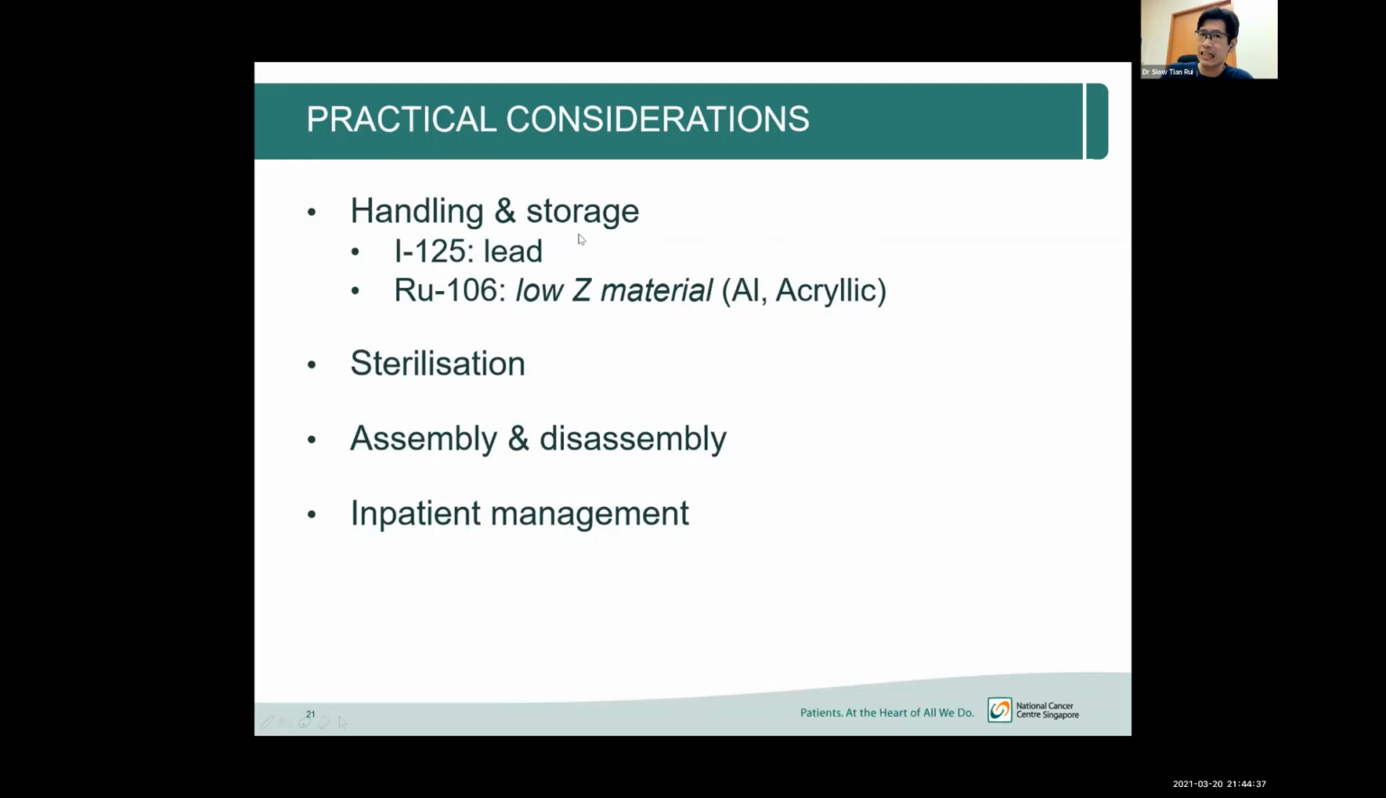The handling and storage of iodine-125: because of the type of radiation produced, you use lead to store it. For ruthenium-106, because of the beta particles produced, you will usually need a low Z material, a low atomic number material, like aluminium or acrylic, to contain the ruthenium.